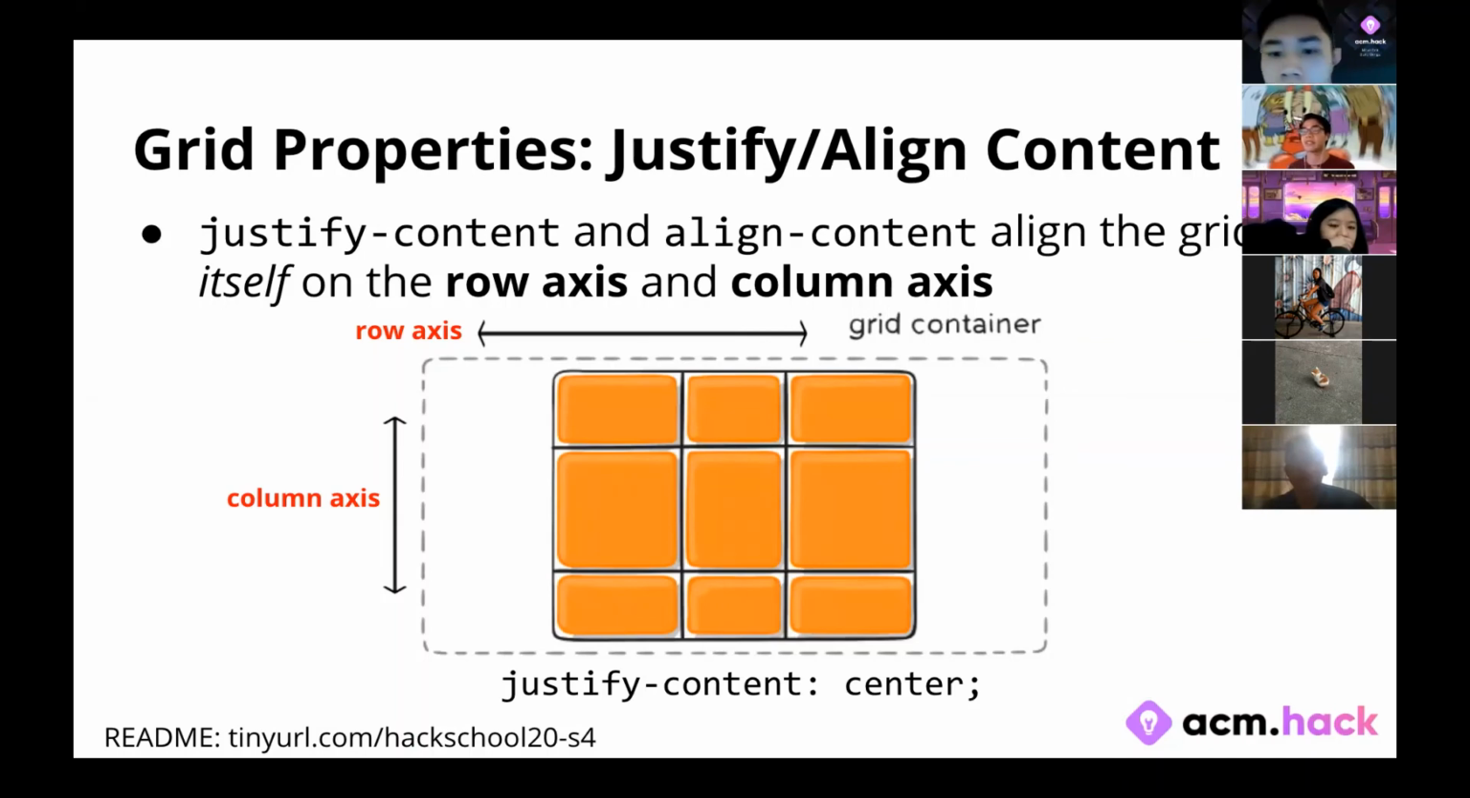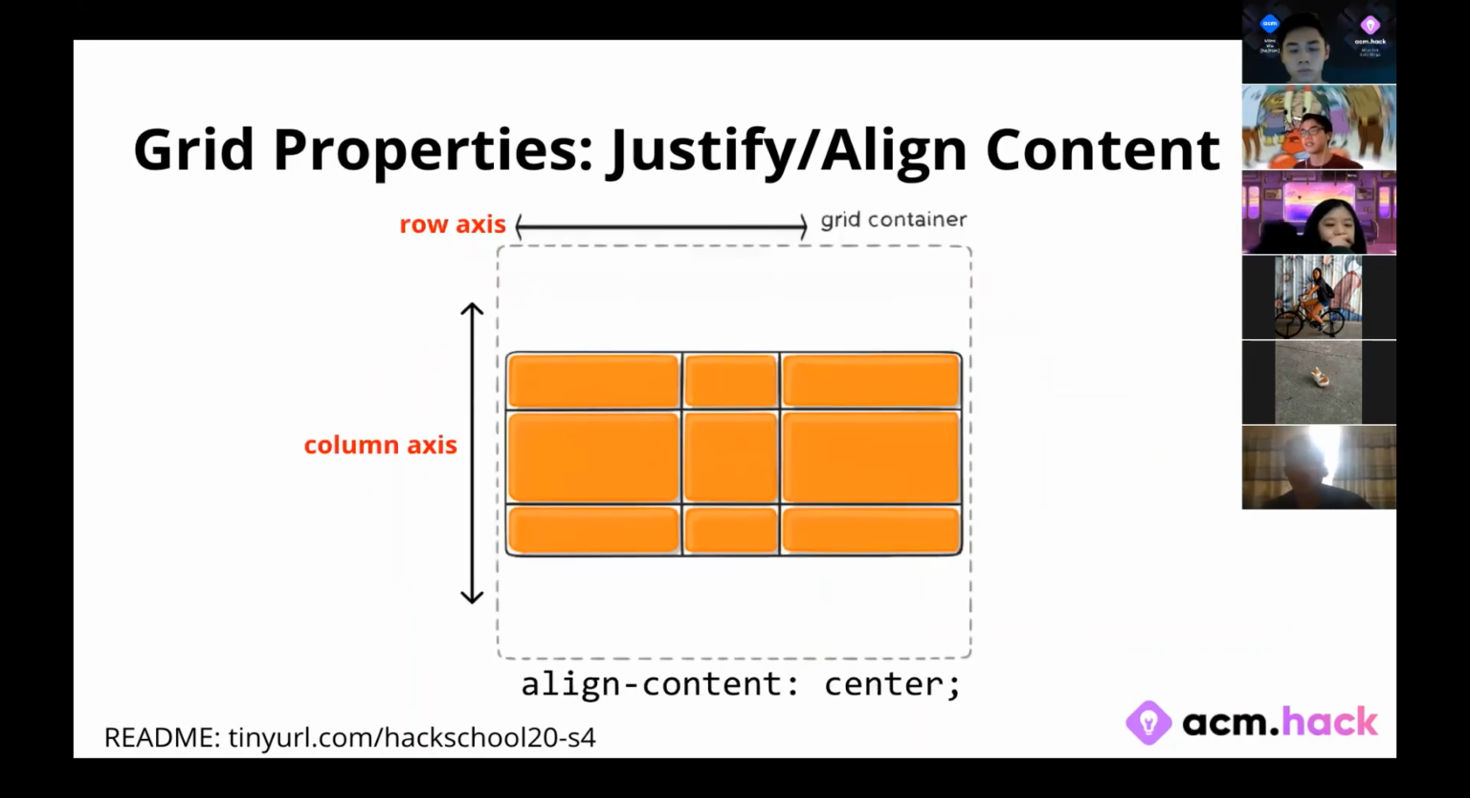So here I have an example of justify content center. So that's aligning on the row axis, putting it right in the middle. And since I couldn't fit both diagrams, here's the parallel for align content center. It's moving everything to the center column axis wise. So right in the middle vertically.